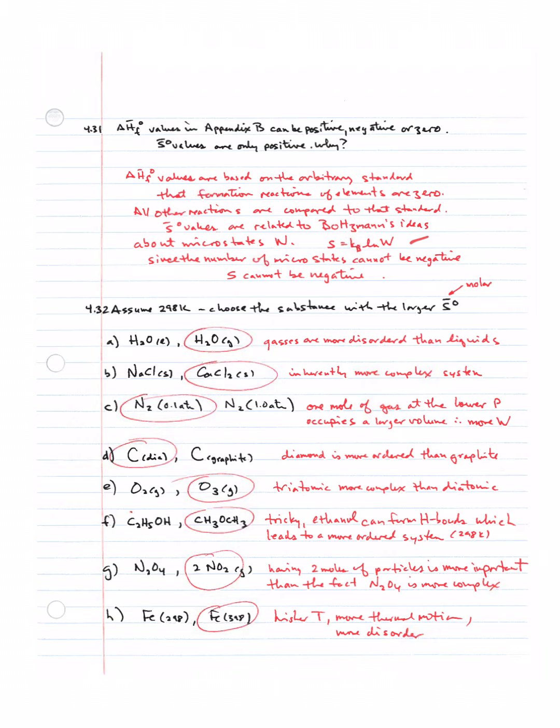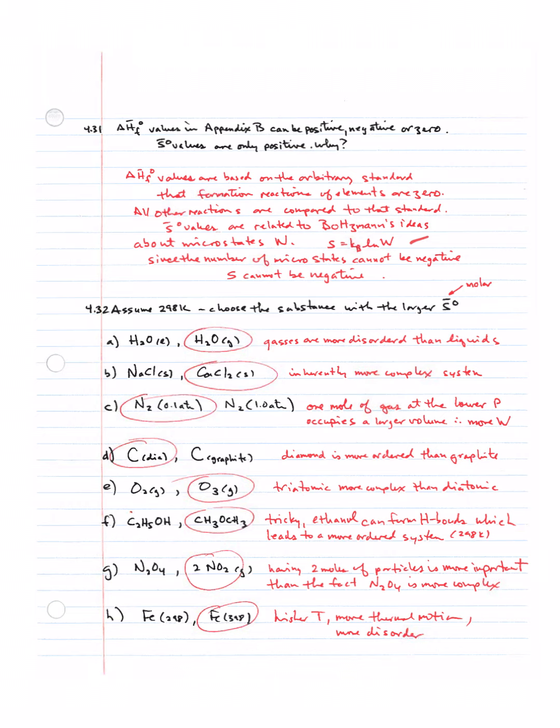Carbon in the diamond phase is more ordered than carbon in the graphite phase. You could think of it as sp3 versus sp2. There's more wiggle room, if you will, as you warm up graphite in between the layers, rather than the carbons being locked into their tetrahedral arrangements.